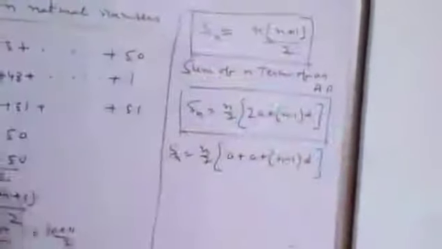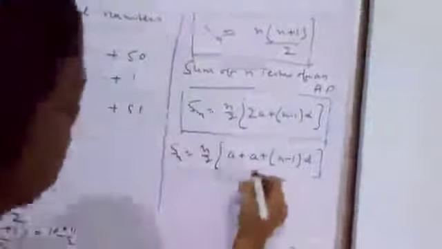It can also be used in this way: a plus n minus 1 into d. This is the first term, this is the last term. So it is n by 2, a plus a n. If we know the first and last term, it can be written as n by 2, a plus a n, where a is the first term and a n is the last term.